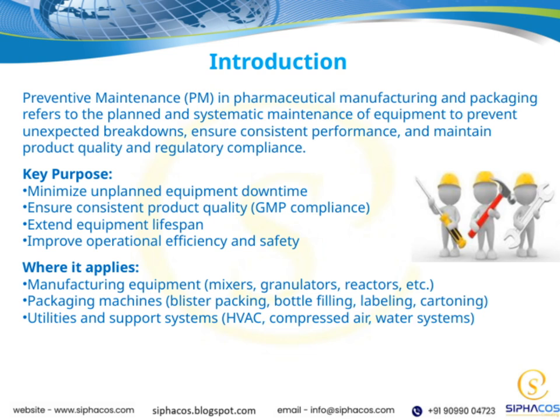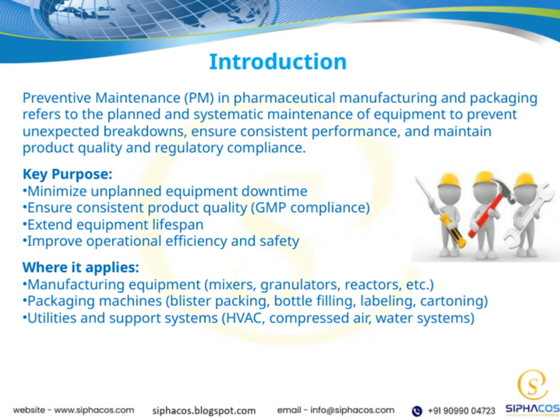Now, where does this apply? It covers manufacturing equipment like mixers, granulators, reactors, and more. It also includes packaging machines such as blister packers, bottle fillers, labelers, and cartoners. And we shouldn't forget utilities and support systems, things like HVAC, compressed air, and water systems that keep everything running smoothly. All of these components benefit from preventive maintenance because it keeps the entire production process reliable and compliant.